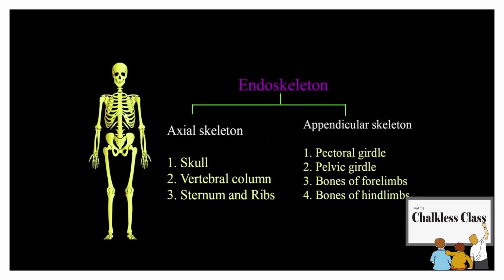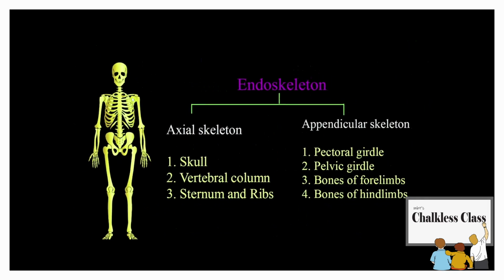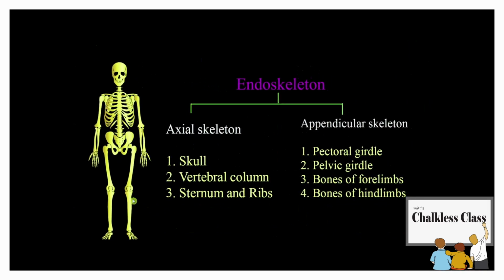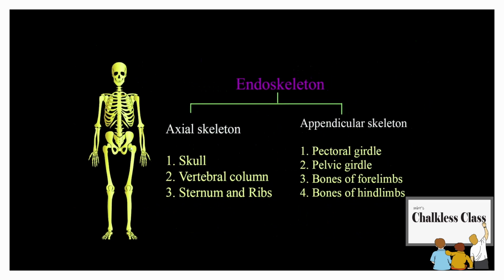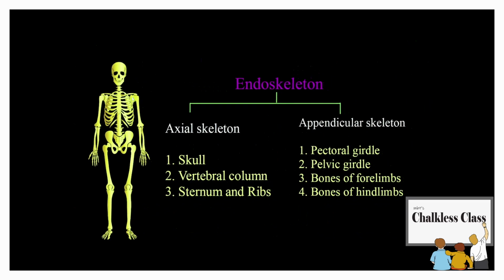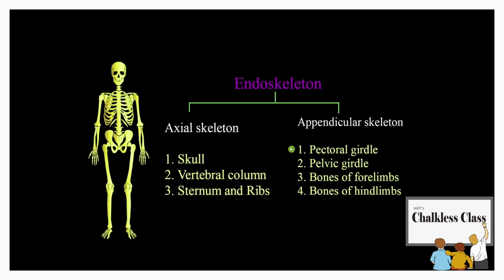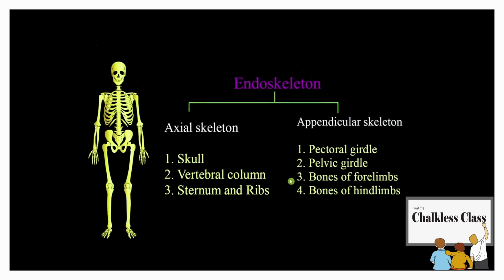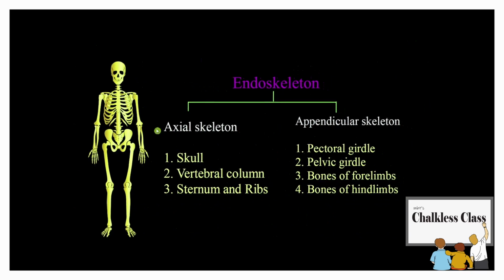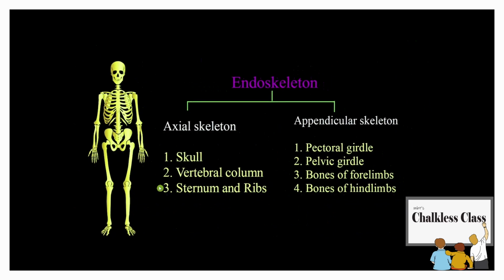Appendicular skeleton includes the pectoral girdle, that is scapula and clavicle, and the pelvic girdle. To the pelvic girdle, the bones of hind limbs are attached. To the pectoral girdle, the bones of forelimbs are attached. Thus, appendicular skeleton has four parts: pectoral girdle, pelvic girdle, bones of forelimbs, bones of hind limbs. Axial skeleton has a skull, a vertebral column, sternum and ribs.